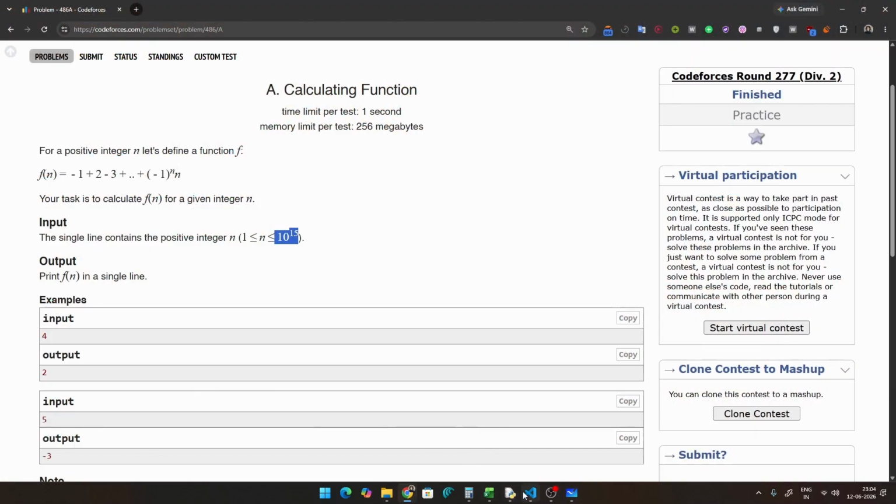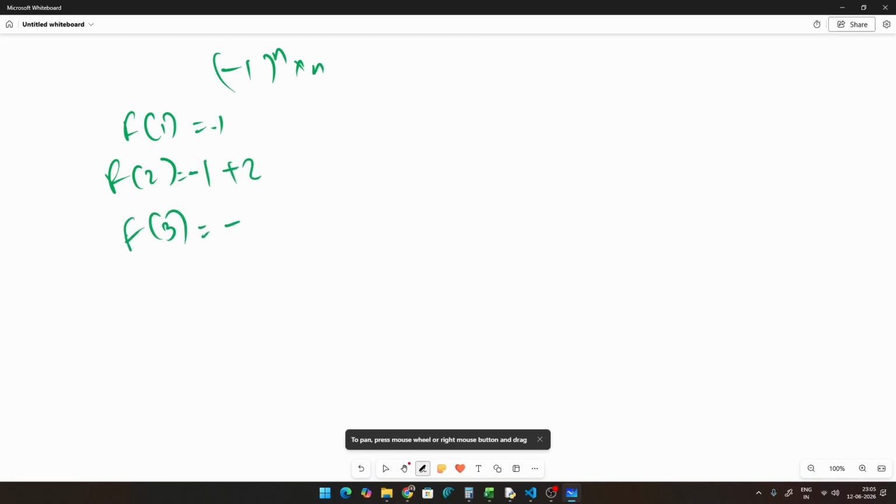So what are they telling us? They're simply saying, and this is what we'll copy actually, (-1) to the power n times n. So f(1) is going to be -1. f(2) is going to be -1 plus 2. f(3) is going to be -1 plus 2 minus 3. And f(4) is going to be -1 plus 2 minus 3 plus 4.